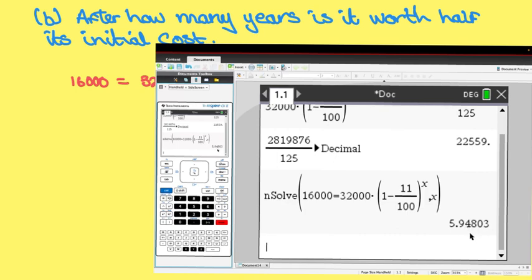So it will take 5.9495 years. So we round that up to 6. So n is equal to 6. So let's write down the value of n. So n is equal to 5.95. Therefore, after 6 years.